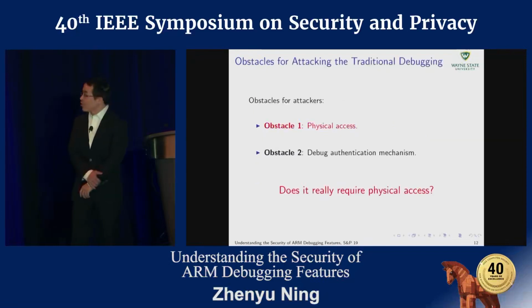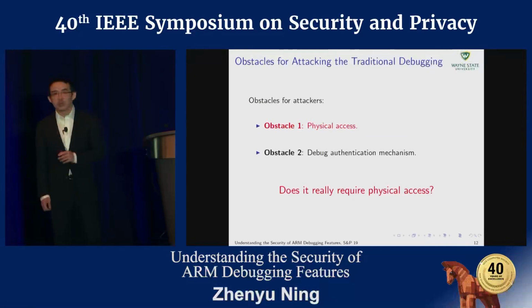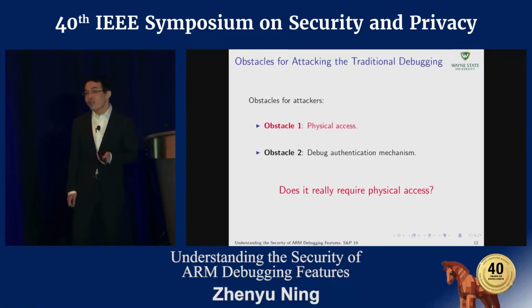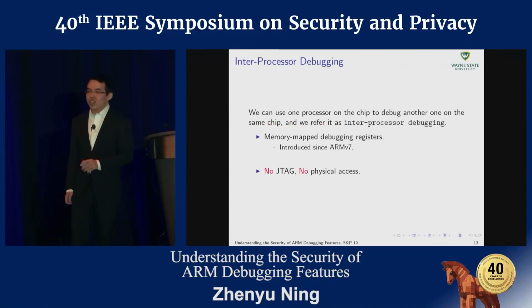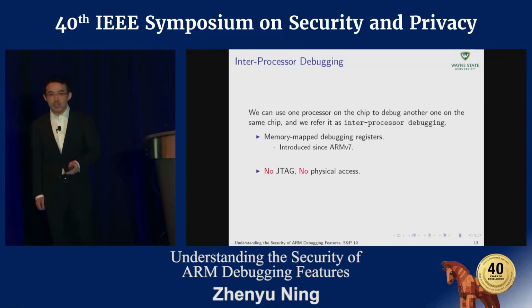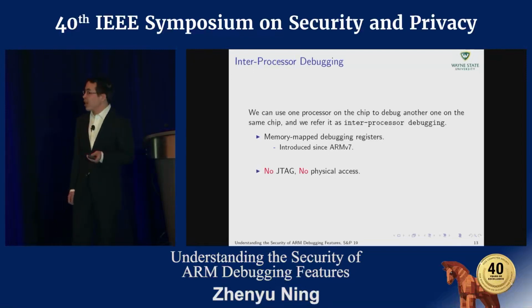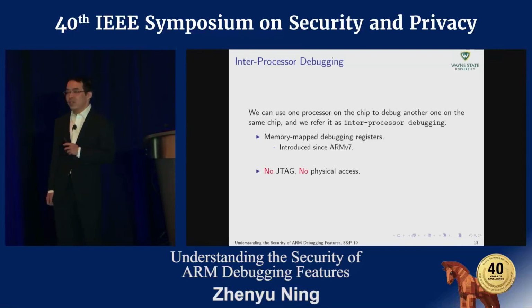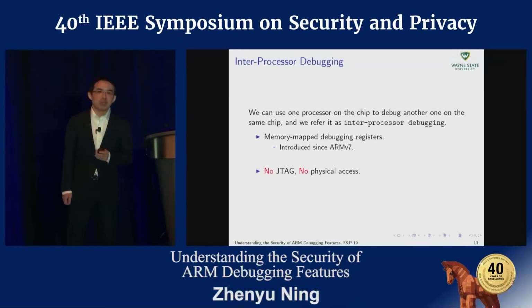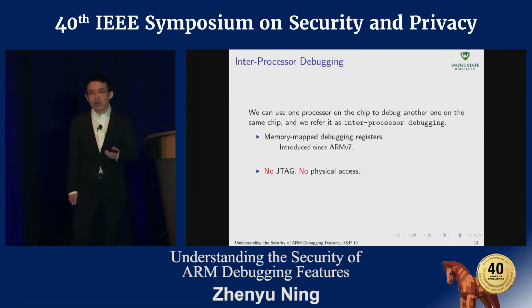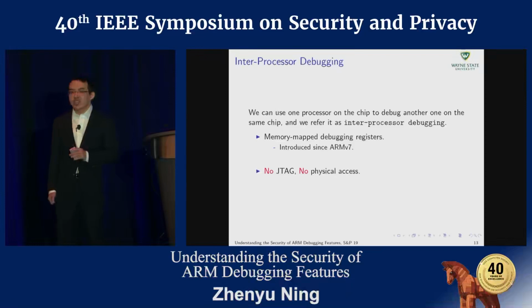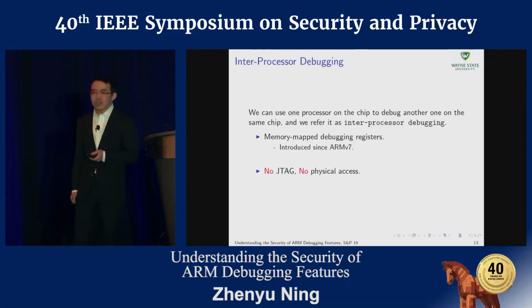First, does it really require physical access to do the hardware debugging? And of course, the answer is no. Actually, we can use one processor on the chip to debug another processor on the same chip. We refer to this kind of debugging as interprocessor debugging. In the ARM architecture, interprocessor debugging is achieved by the memory-mapped debugger registers. If we use this debugging mode, we will not require any JTAG cable, and of course, we will not require physical access.